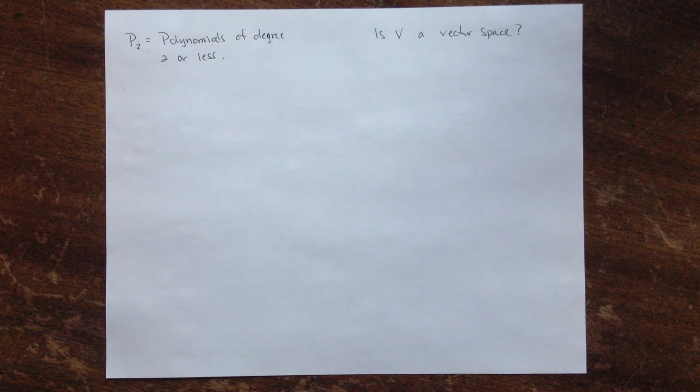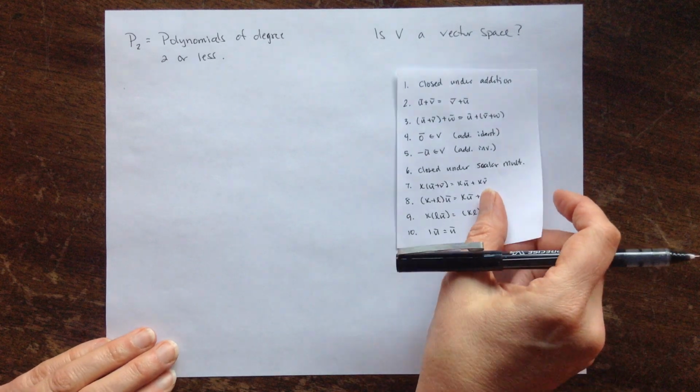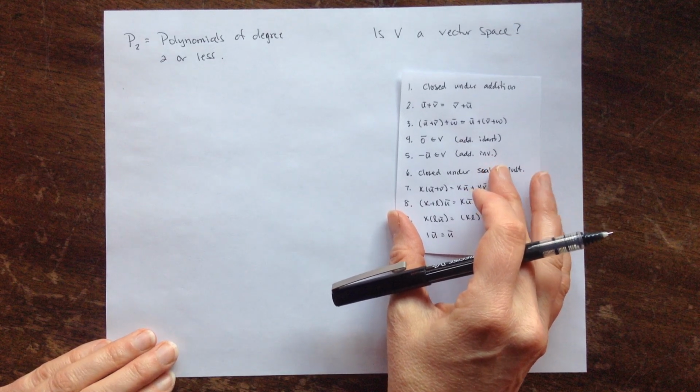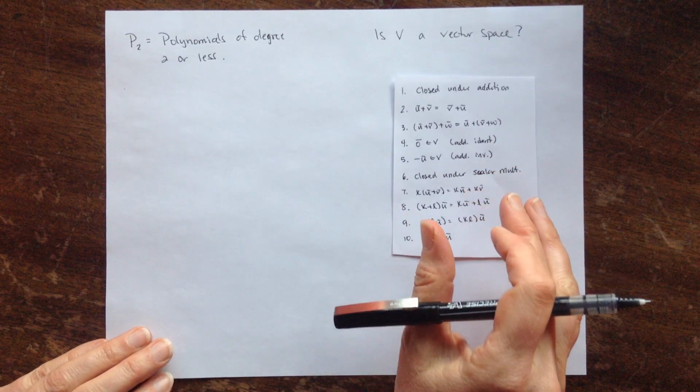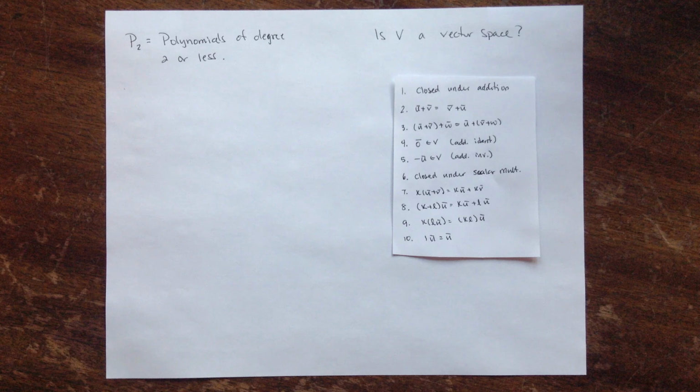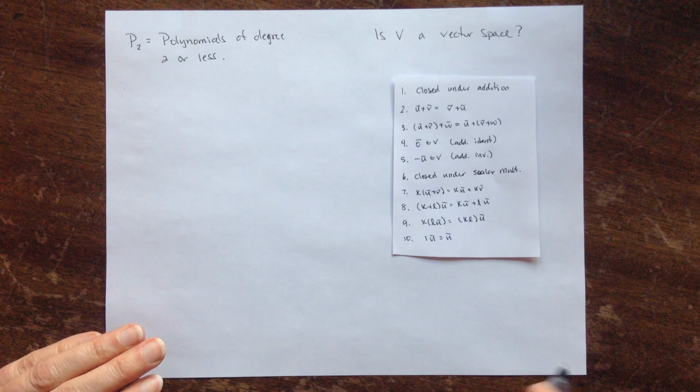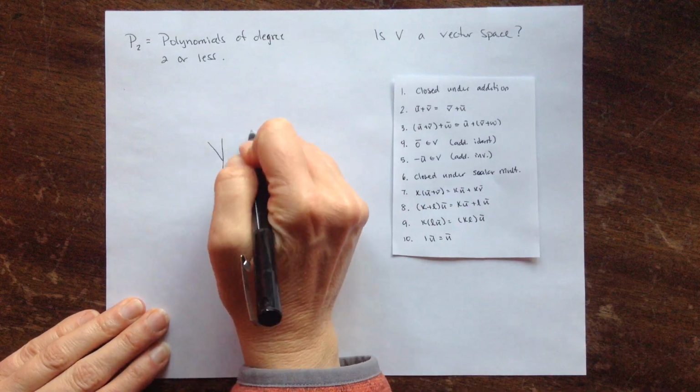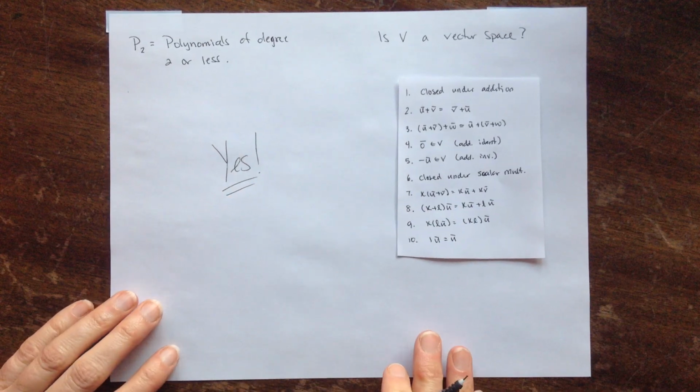Okay. Now this one here, P sub 2, is standard notation for the set of polynomials of degree 2 or less with real coefficients under the standard operations. Is this a vector space? Again, here are the axioms under the definition of a vector space. This one is a vector space. I'm going to say yes. It is a vector space.